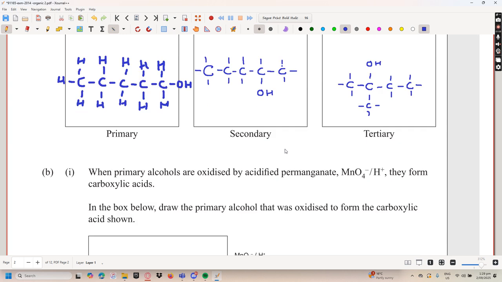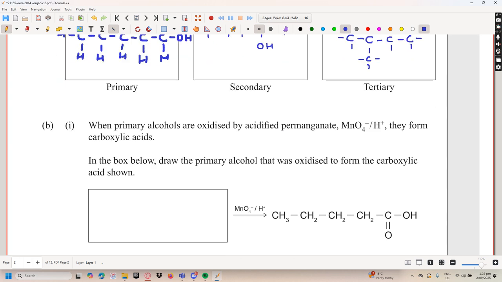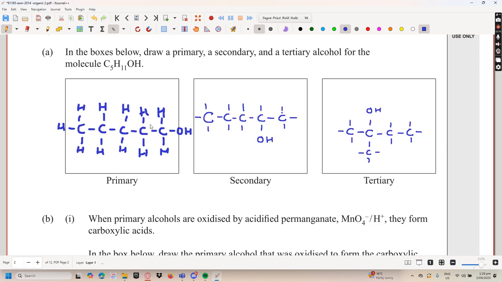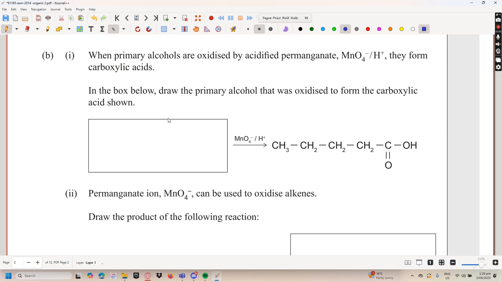Pretty standard question. When primary alcohols oxidize by acidified permanganate, they form carboxylic acid. Kind of them to tell you that, I mean, they usually just expect you to remember that. Draw the primary alcohol that was oxidized to form the carboxylic acid. Funnily enough, it is the one I drew up here. That is just coincidence.